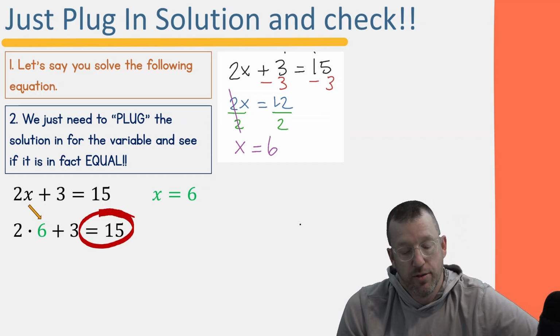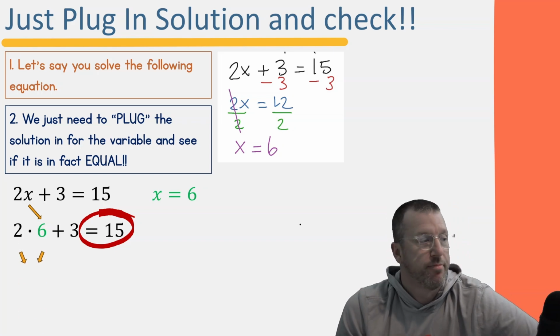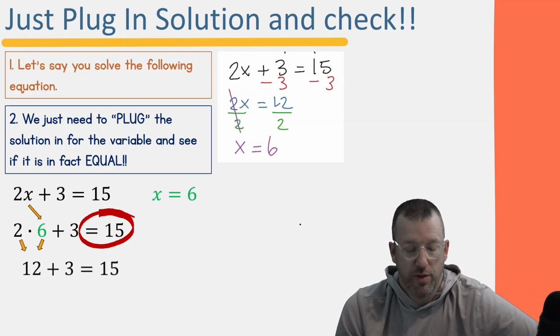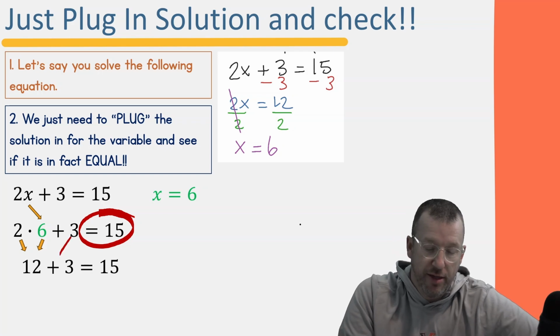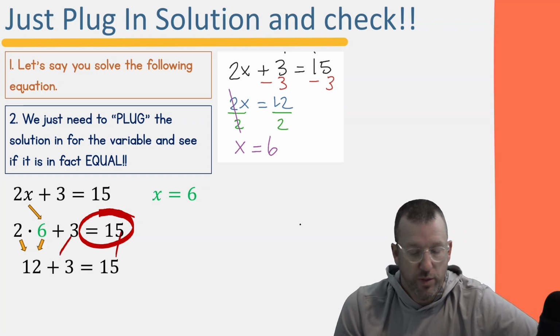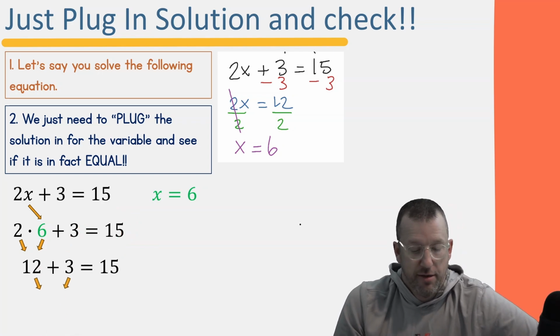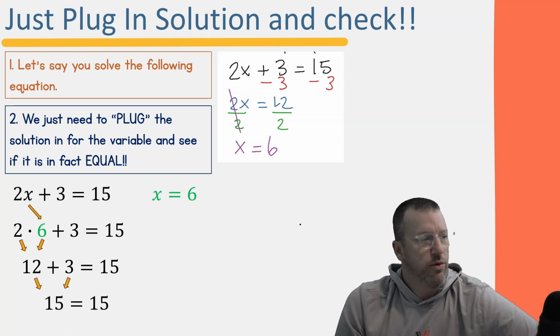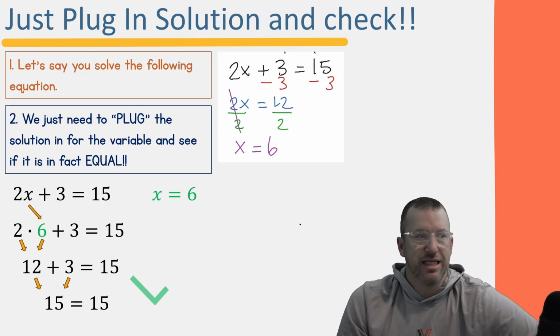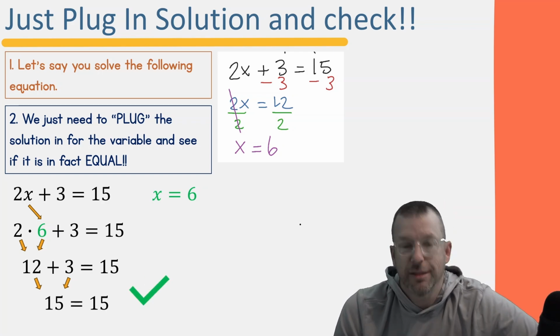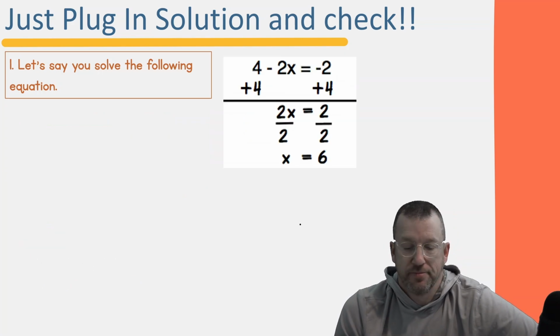Do we multiply or add first? We multiply. What's 2 times 6? It's 12. We bring down everything else, so we brought down the 3, and our 15 is still there. Now we have 12 plus 3. We add 12 plus 3 and we get 15. Does 15 equal 15? By golly, it does. That means we are correct. Our solution works.